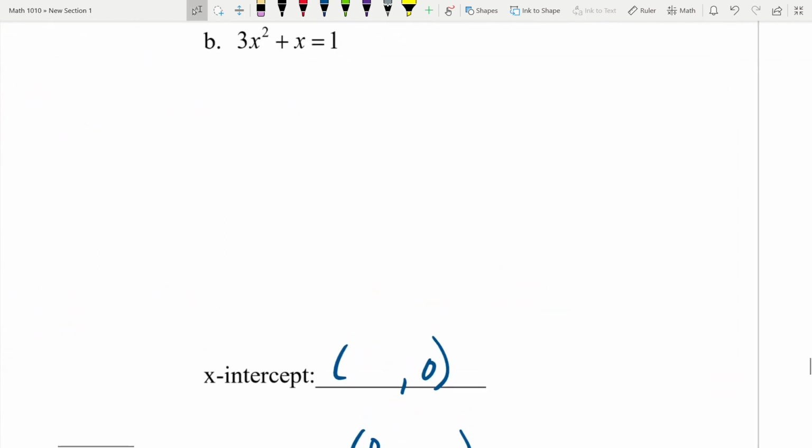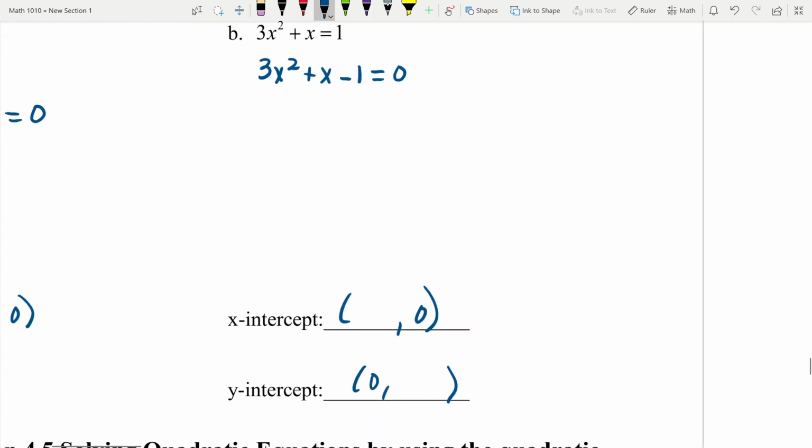Okay, step number 1. Everybody look at that. Everybody just stop. I don't want anyone to write for a second. I need someone in the room to talk and tell me what the first step on this must be. Say it again. Move your 1 over. You're exactly right. Thank you so much, Miranda. So you have 3x squared plus x minus 1 equals 0. So you have to get it on one side before you can find these things, okay?